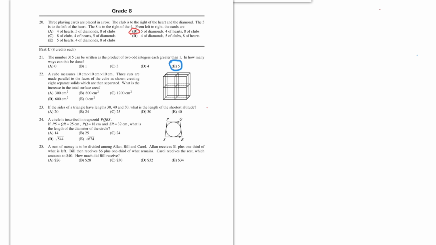Number 22. A cube measures 10 by 10 by 10 centimeters. 3 cuts are made parallel to the faces of the cube as shown, creating 8 separate solids, which are then separated. What is the increase in the total surface area? Let's draw the cube first. So that is the cube.